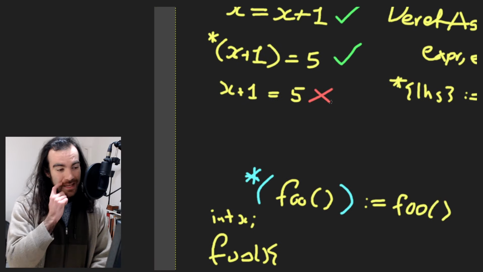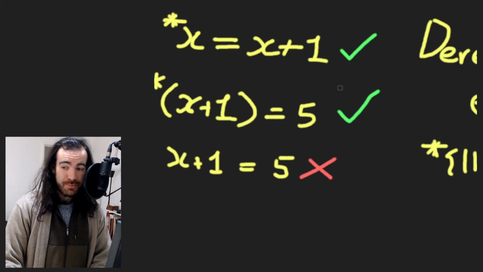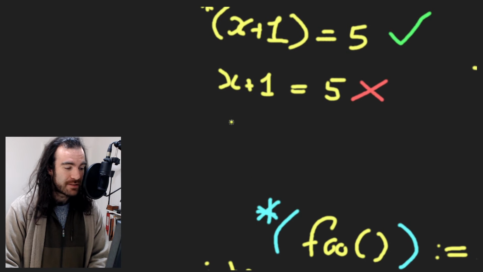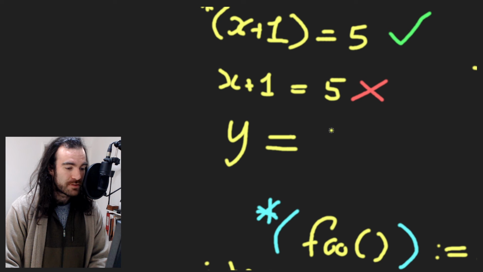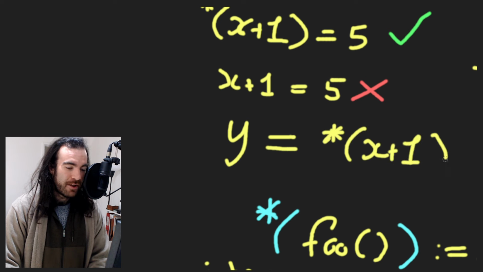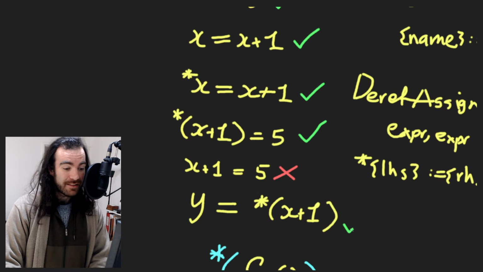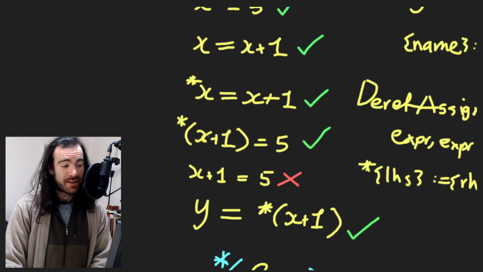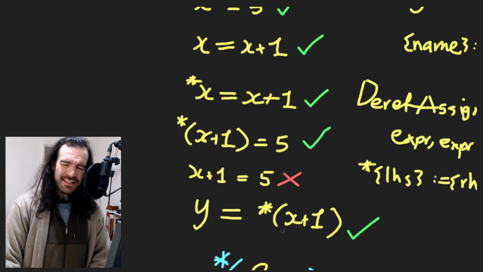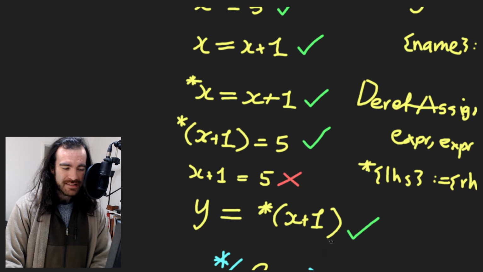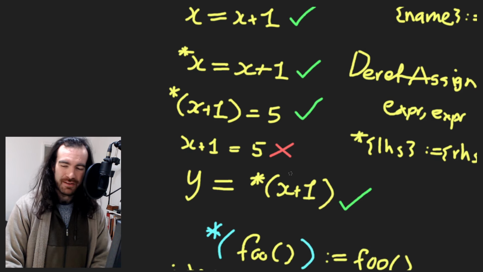The case that I've missed, and this is a very, very important case, is where you would say y equals star x plus 1, right? Where the dereference is on the right-hand side. And this is valid. We're allowed to do this. This is a really important operation. It behaves really similarly, but from our parser's point of view, this is just an expression.